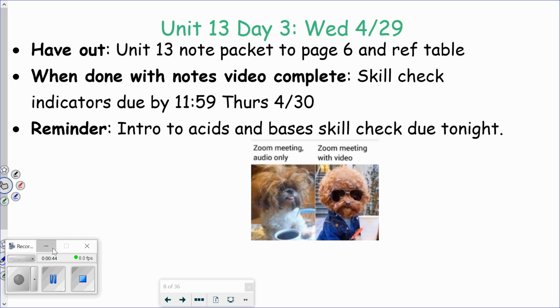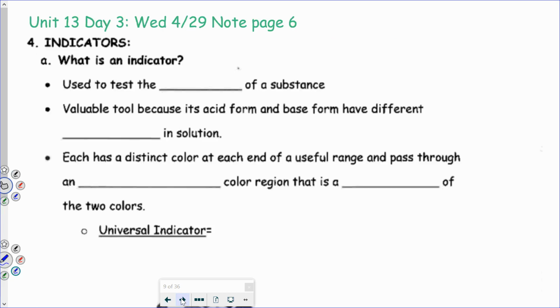Okay, so you want to have your note packet out to page 6. We crossed off the 2 practice problems on the top of page 6, so don't worry about those. We're moving on to indicators.